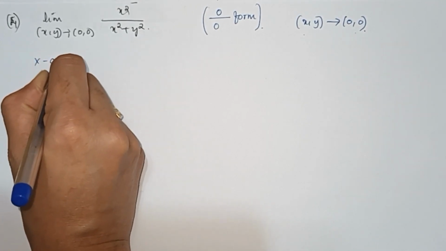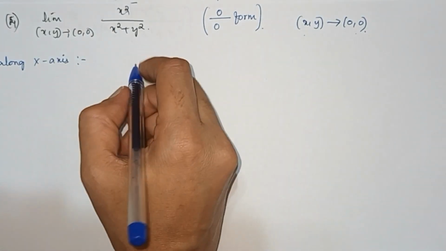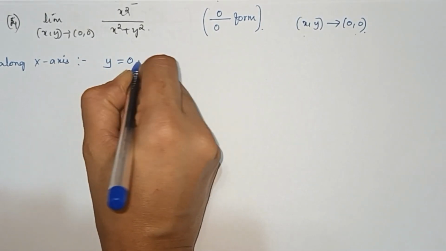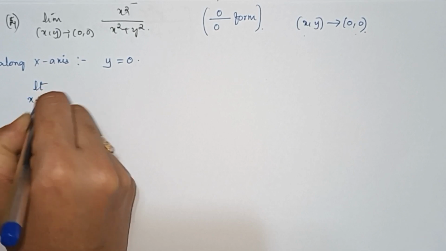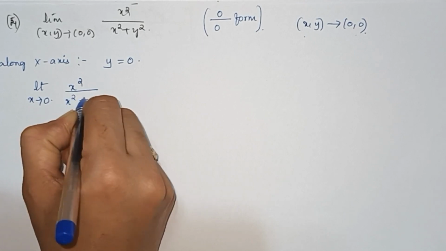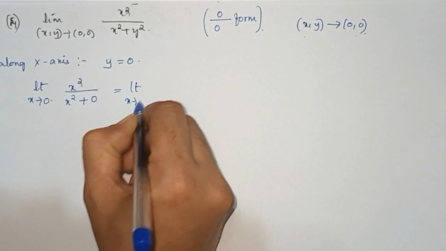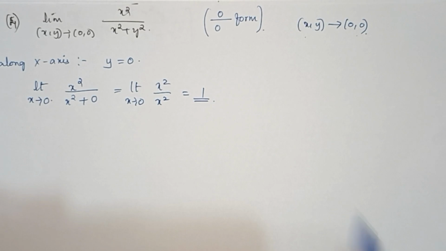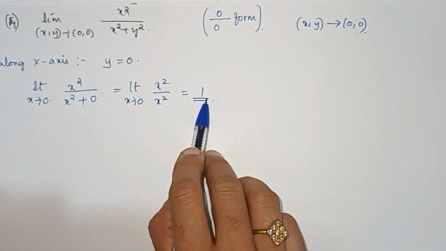I will choose the path along the x-axis. So along the x-axis, we know that the coordinate y equal to 0. Therefore, let me apply that here. Limit x tends to 0, because y equal to 0, x square divided by x square plus 0 square. So this is equal to limit x tends to 0, x square by x square, that gives you the value 1. So along the x-axis, that is the path chosen, the value of the limit is equal to 1.